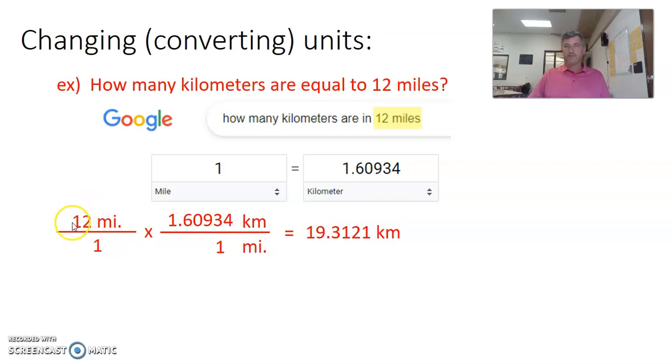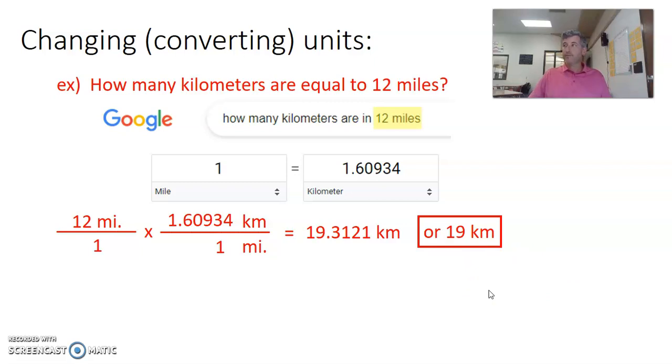So in these conversions, I really only have one number that I have to look at for sig figs and just match my answer to that number of sig figs. So 12 miles has, of course, 2 sig figs. So 19.3121 kilometers should become 19 kilometers, and that's my answer. Okay, so 2 sig figs is my final answer.